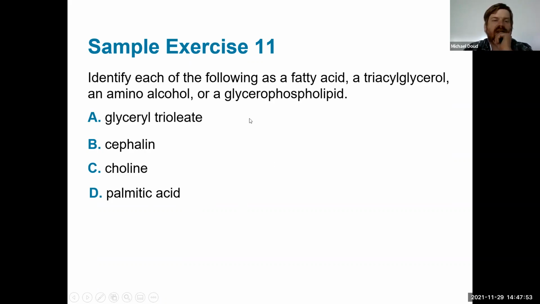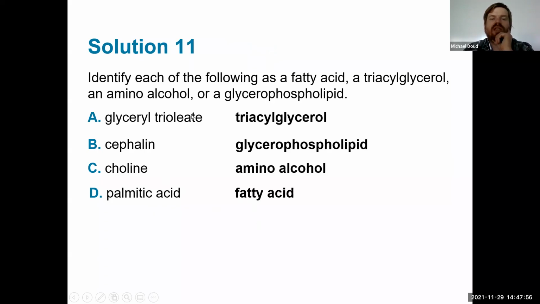Okay, so let's go ahead and take a look. So glycerol triolate is clearly a triacylglycerol, right? We see this word glycerol in the beginning. That's a giveaway that it's a triacylglycerol. Cephalin, remember we had cephalin and lecithin as the two glycerophospholipids. Choline is one of the amino alcohols, and then palmitic acid is a fatty acid.